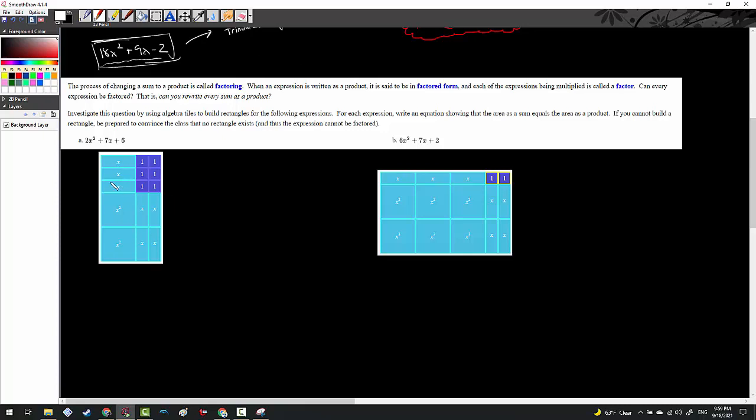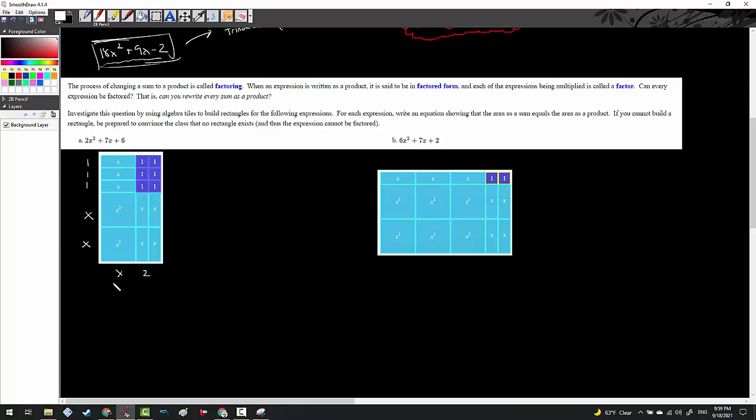Well, if we look at the rectangle here on the left, the original expression was 2x squared plus 7x plus 6. And what that means is I've got 2 of these x squared tiles, 7 of these x tiles, and 6 of the mini tiles. And the way I express this as an area as a product here will be, let's see, this would be an x and a 2 here. And then this would be, looks like 1x, another x, and then 1, 1, 1.